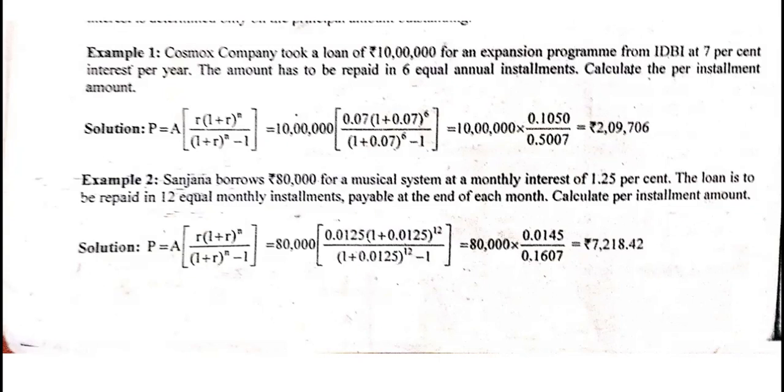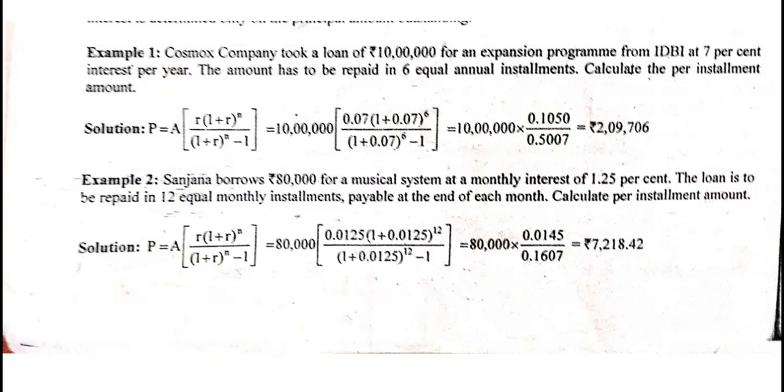Where you will get the answer as 10,000 into 0.1050 divided by 0.5007, and the final answer you will get is 2,09,706 rupees. So 2,09,706 rupees is the per year installment, and for up to 6 installments you need to multiply it. The extra amount you will be paying is interest, and 10,000 rupees is the principal amount. This way we can calculate the per year installment amount of the Cosmos company.